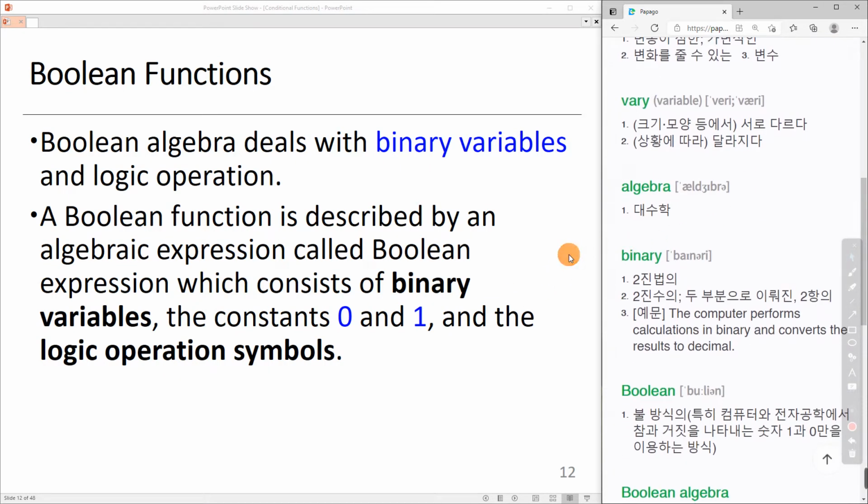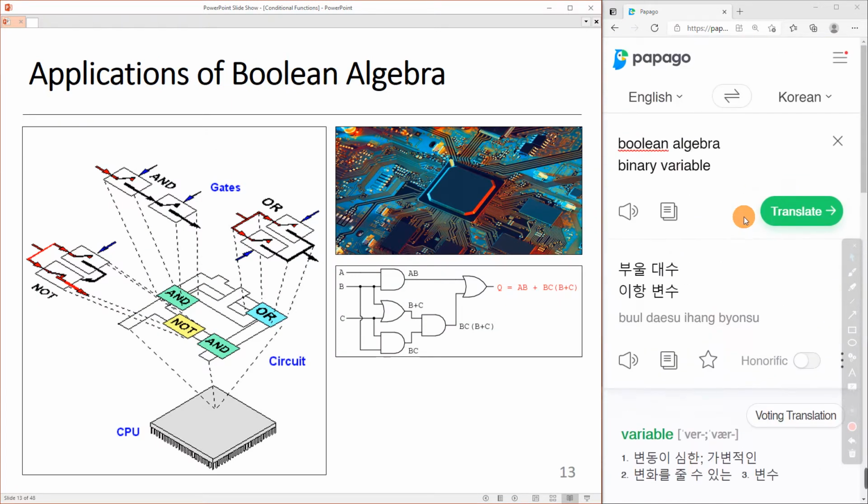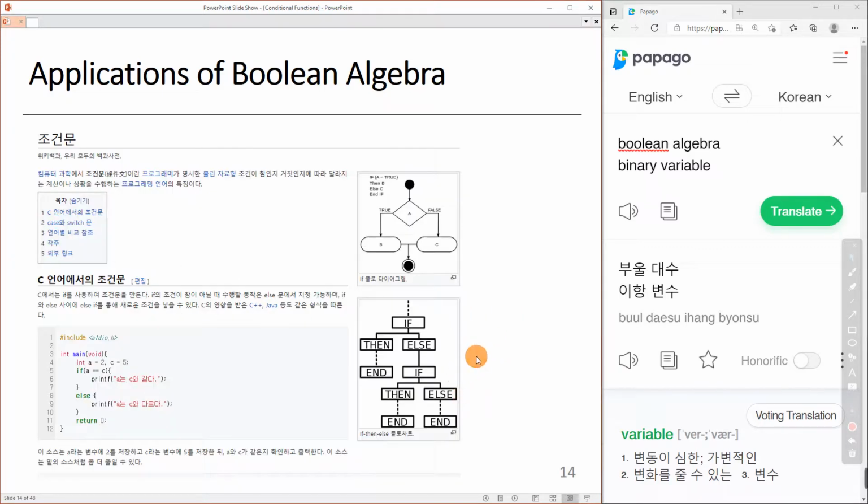So please check here. These are the applications of Boolean algebra. Actually, you can find applications in computer engineering, especially in electronics and circuits. So you can find some Boolean algebra computations here. Also, of course, this is important to understand how various algorithms are working.